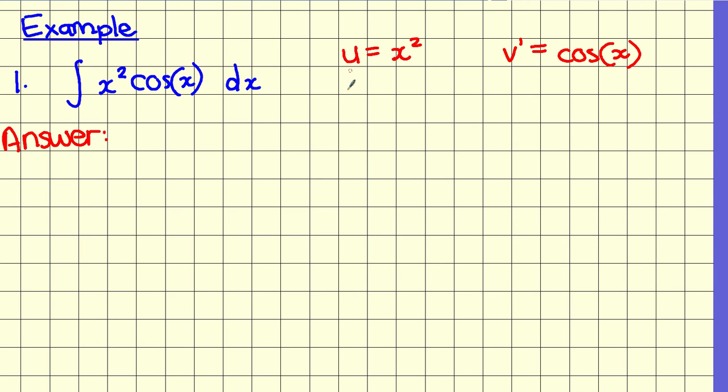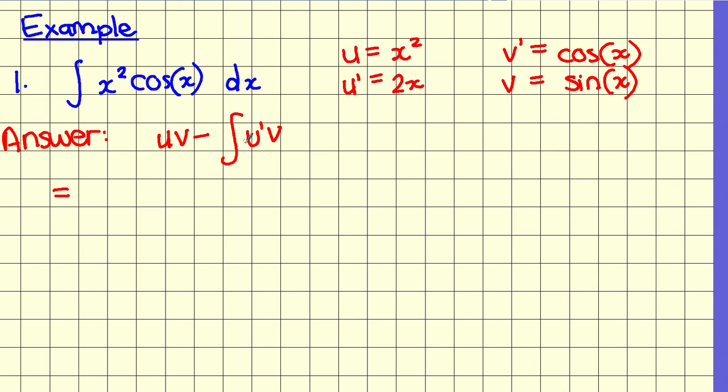So if we differentiate u, that's going to give us u dash. The derivative of x squared is just 2x. And likewise, if we integrate v dash, that will give us v. And if you integrate cos, that just goes to sine x. Okay, so as always with every single question, I'd recommend that you write the formula down. So it's uv minus the integral of u dash v. Okay, so nothing new here.